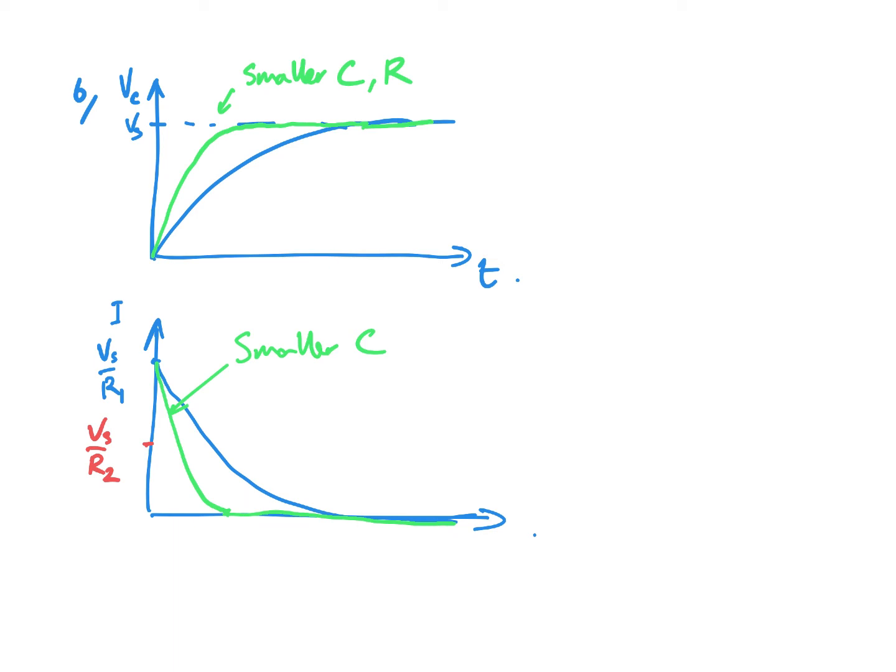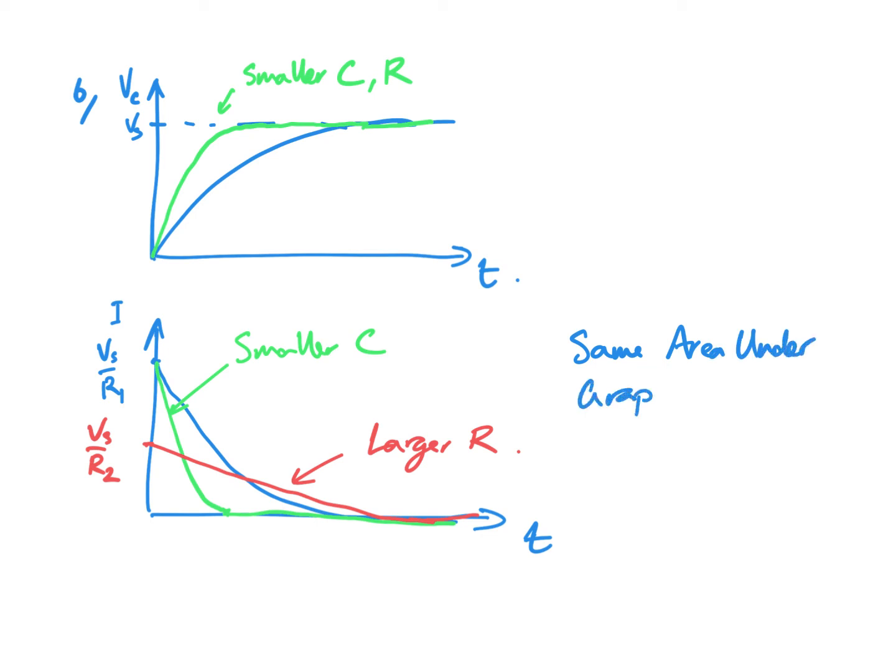So in actual fact, it takes longer, and the curve will take longer to reach 0. So this is a larger resistance. But the original blue graph and that red graph I've just drawn, just realised I've missed T off there, will both have the same area under the graph, because that area under the graph is the total charge stored.